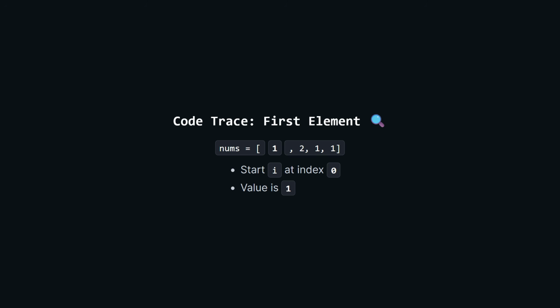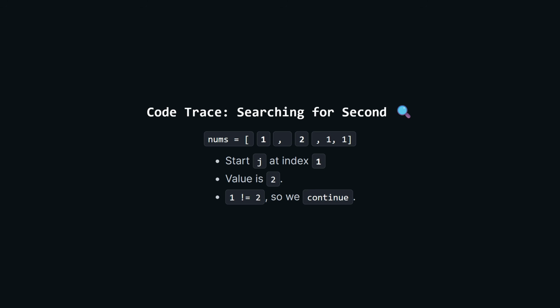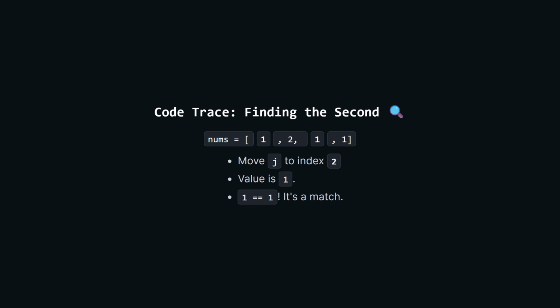The value here is 1. Next, our middle pointer j starts right next to it at position 1. The value is 2. Since 1 does not equal 2, we skip this and keep moving j. We slide our middle pointer over to position 2. The value is 1. This matches our first number, so we can finally start looking for our third piece.